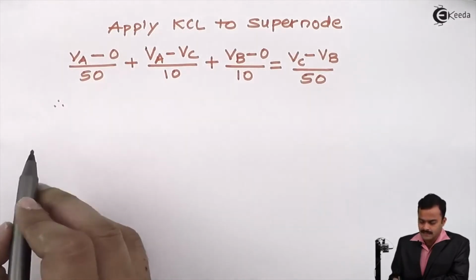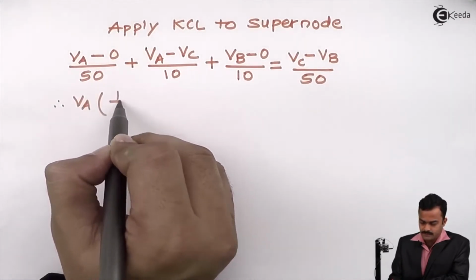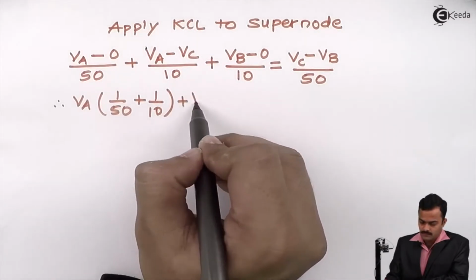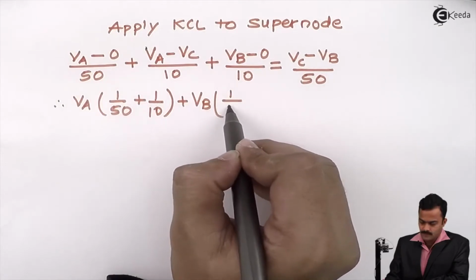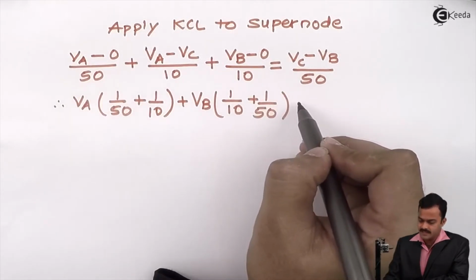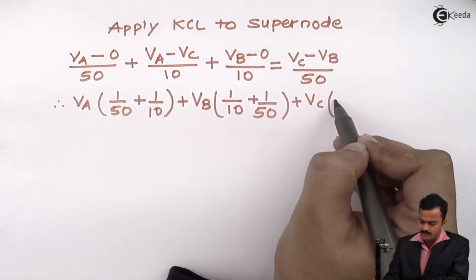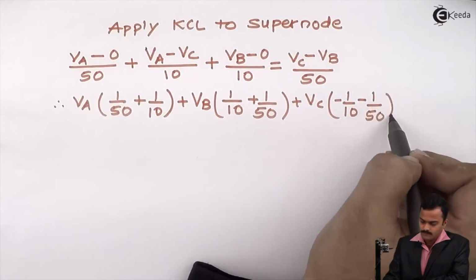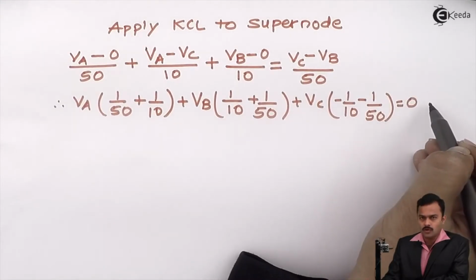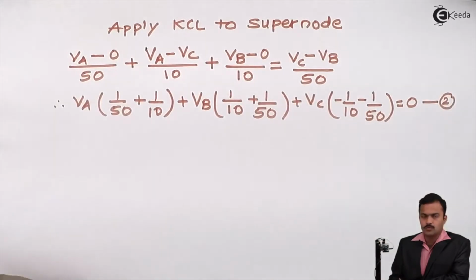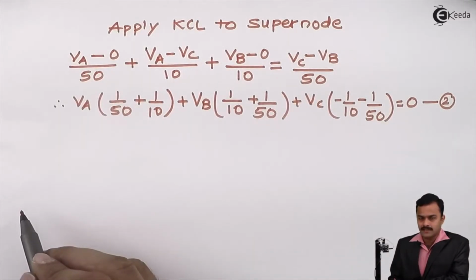Now I will rearrange the terms. So all VA together, 1 by 50 plus 1 by 10 is the coefficient. For VB it is 1 by 10 plus 1 by 50, and for VC it is minus 1 by 10 minus 1 by 50, equal to 0, because no current source is present, not even a voltage source present. So I will consider this as equation number 2. Equation number 2 is a result of considering the combination of two nodes and applying KCL simultaneously.